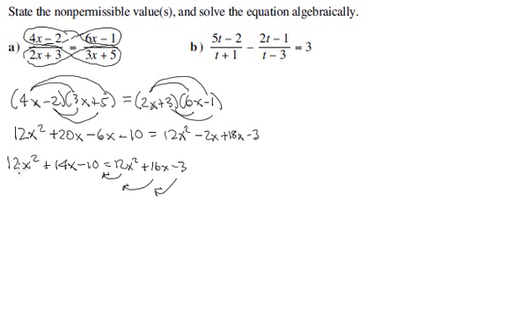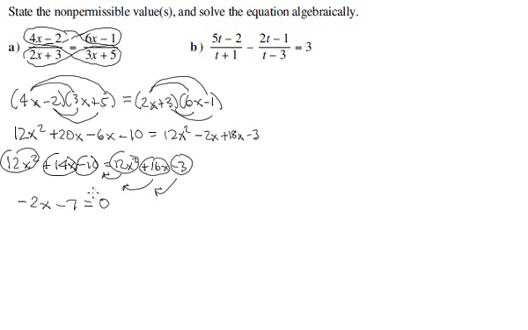A really nice thing happens here. 12x squared minus 12x squared is just gone, so this won't even be a quadratic. I thought it was going to be, but the fact that these coefficients match is really quite nice. Then we have 14x minus 16x gives minus 2x. And minus 10 plus 3 leaves us with minus 7 equals 0.